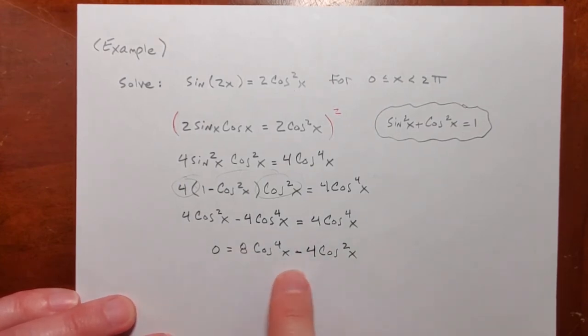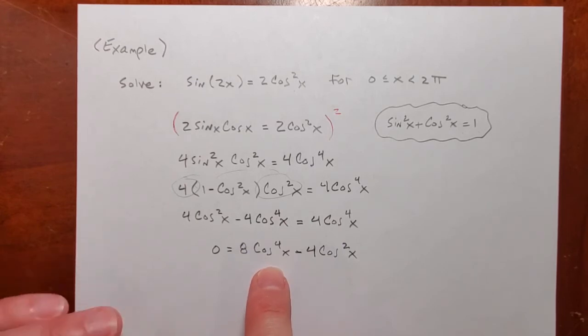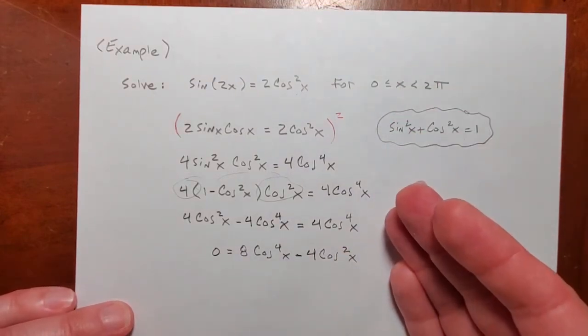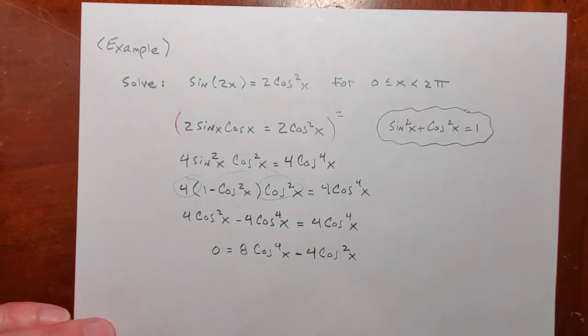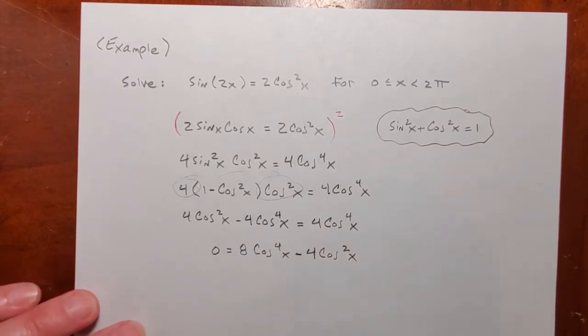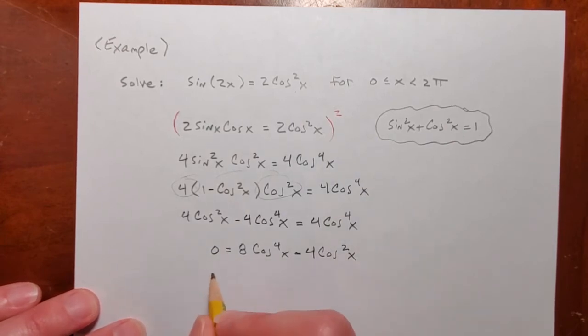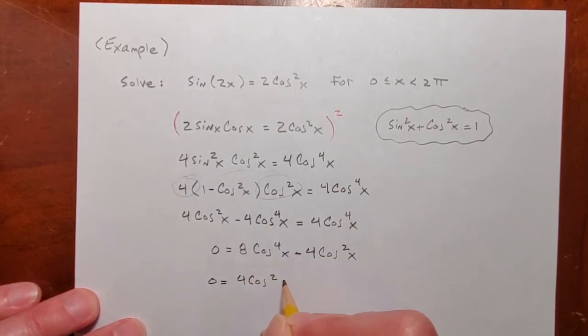Now, this is the sort of thing that I can solve by factoring. Again, there's a fair amount of algebra to doing this. We have to know how to solve equations in terms of x and y, and factoring and quadratic formulas and things you learn in algebra class. Let me show you why. Suppose I factor out a 4 and a cosine squared. I'm going to say 4 cosine squared x times 2 cosine squared x minus 1.